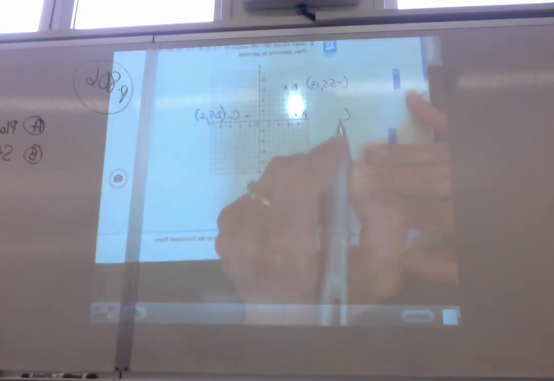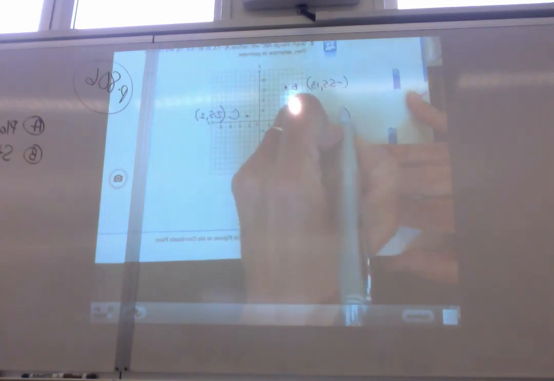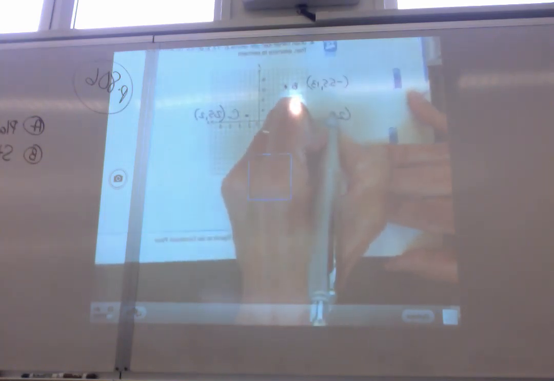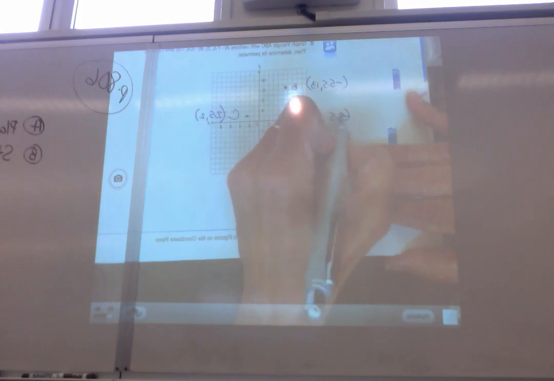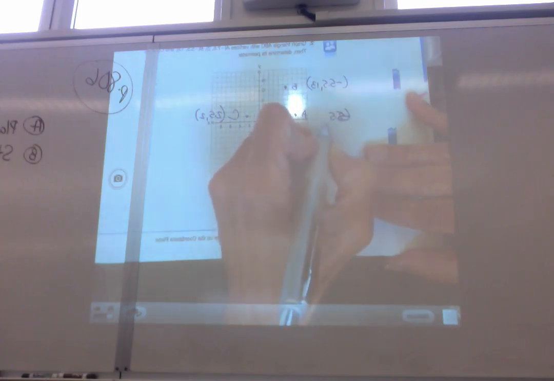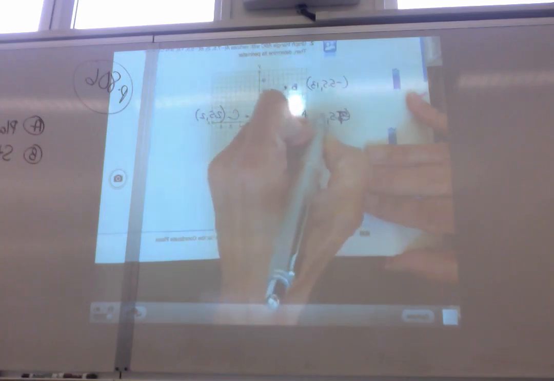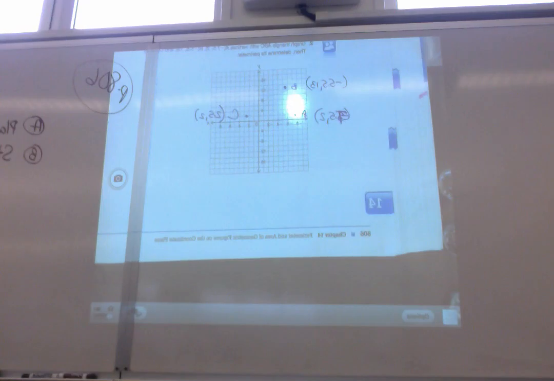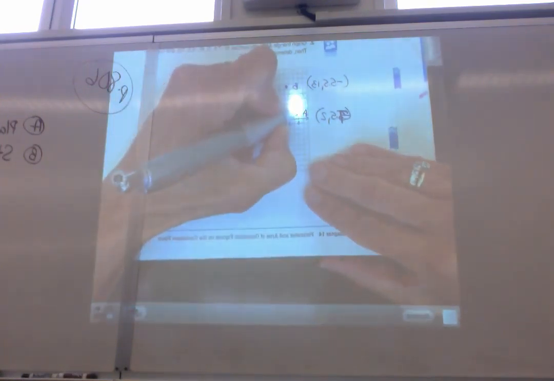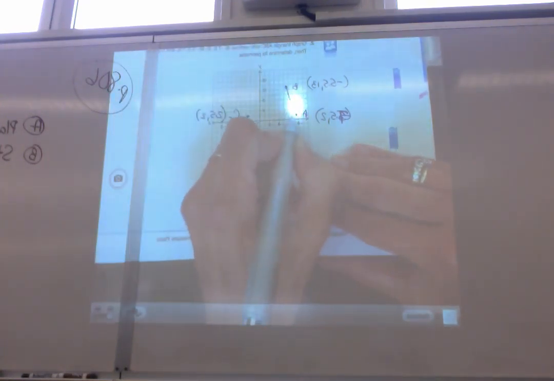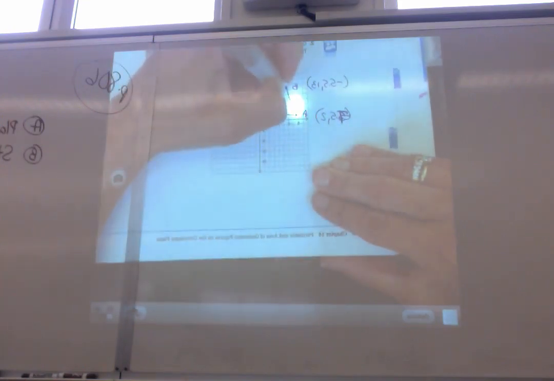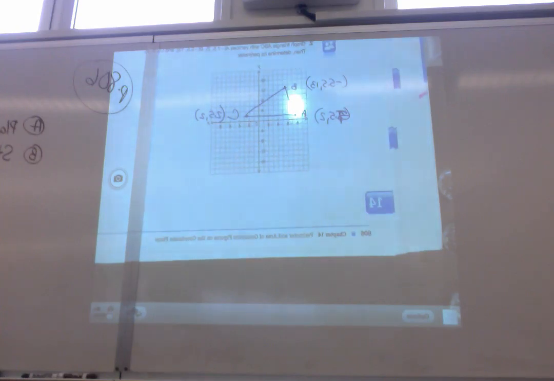Label your axes with their coordinates, please. Oops, not that. Negative 5.5. Nope, negative 7.5. 2. Okay, the first thing, let's sketch in our triangle. The first thing they ask us for is perimeter. How do you find perimeter?